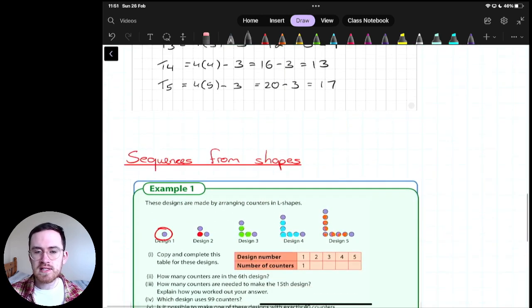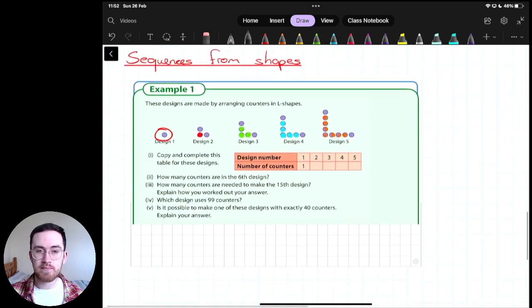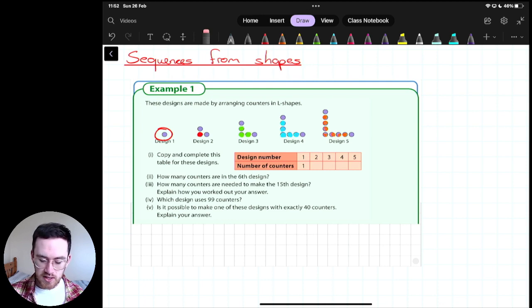We also will see where this comes up in relation to shapes, so applying a pattern to shapes as well. We can see that we have an example here.